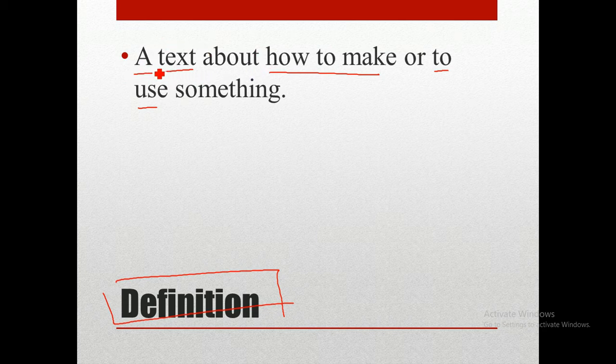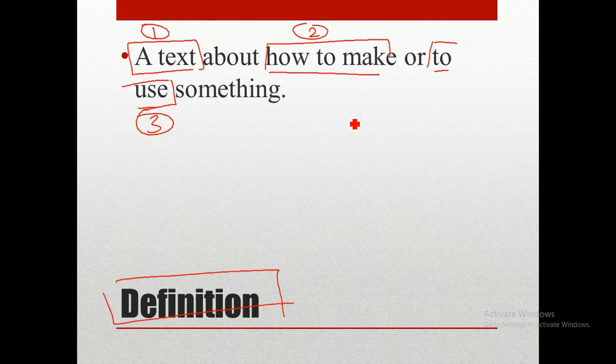What is procedure text? When someone asks you this question, you can answer: a text, how to make, how to use. And that person who asked the question will know what you mean. Okay? So what are the keywords? The first keyword, a text. The second keyword, how to make. And the third keyword, to use. You just have to memorize these three keywords.